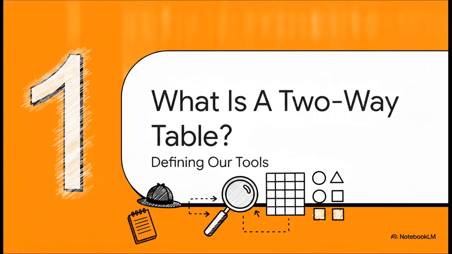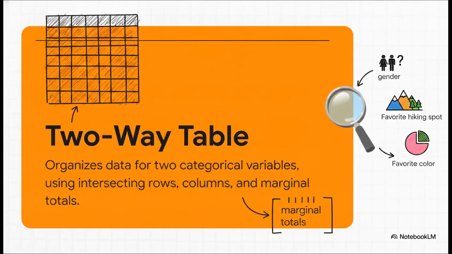Section 1. What is a two-way table? Defining our tools. Before we start crunching any numbers, we've got to define our notation, right? A two-way table, which statisticians sometimes call a contingency table, is a brilliant way to organize data for two completely different categorical variables at the exact same time. Think of categorical variables as just descriptive buckets, like your age group, your favorite color, or what we're about to look at, gender and favorite hiking spots.